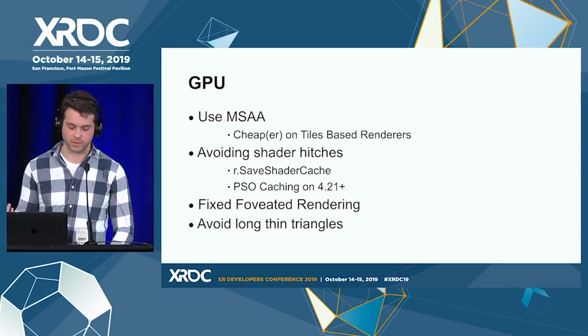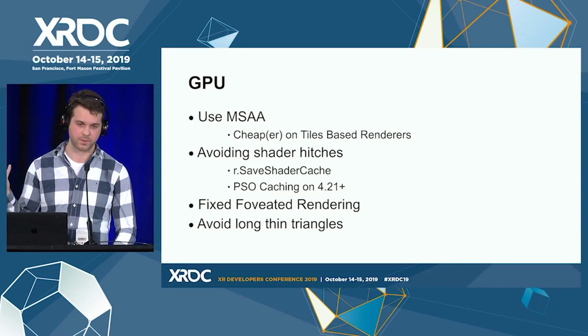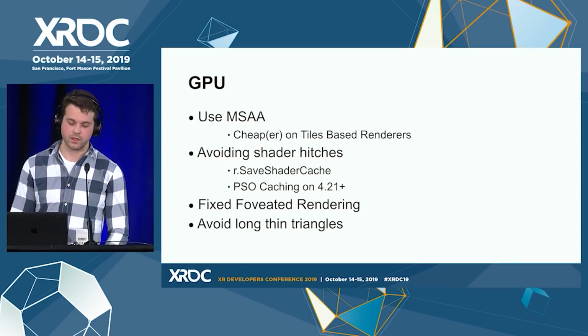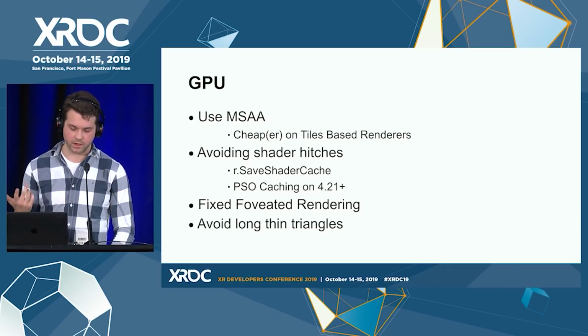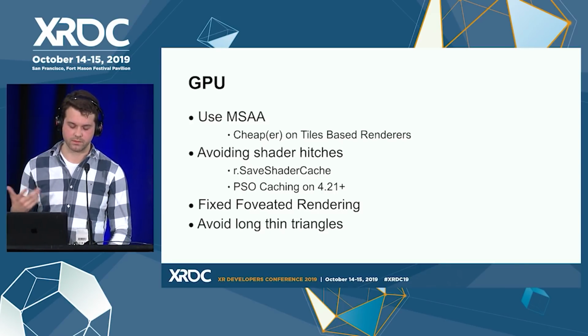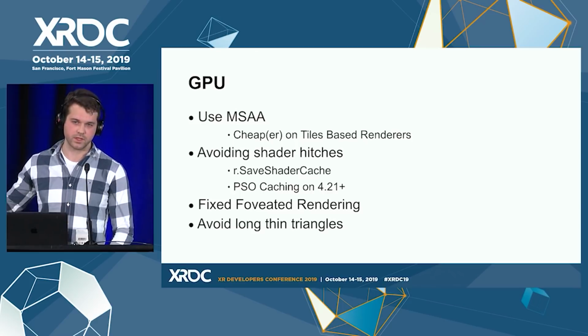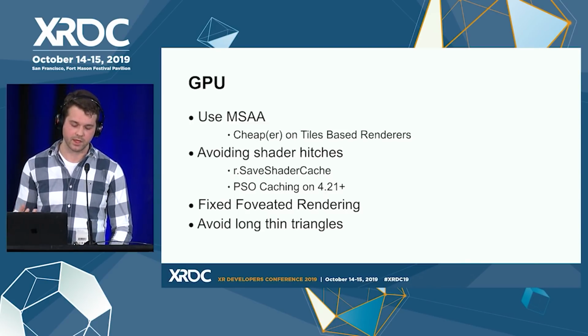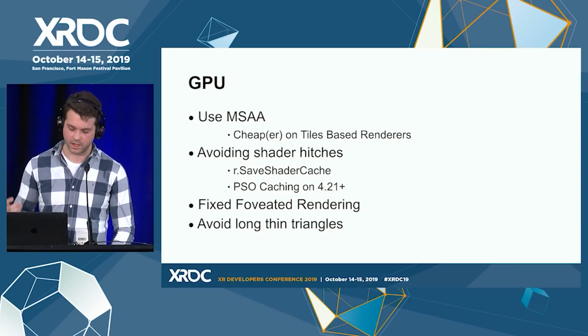Shader hitches was another issue we had. Basically, anytime a particle spawned for the first time in the game, you would get a hitch. In Unreal, there's a console command, r.SaveShaderCache, which we had to run through the entire game, playing as thoroughly as possible, then use this console command, which outputs a binary file with all the shader permutations, and then you can package with that. In 4.21, they have this PSO caching feature, which I hear is making that easier. We had to ship in 4.20.